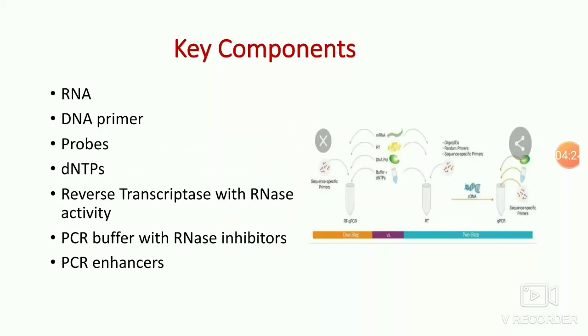Key components. The necessary key components needed to perform RT-PCR are RNA, DNA primer, probes, dNTPs, reverse transcriptase with RNase activity, PCR buffer with RNase inhibitors, and PCR enhancers.